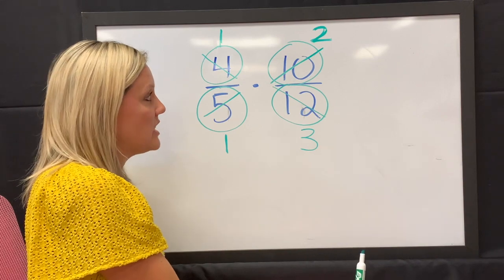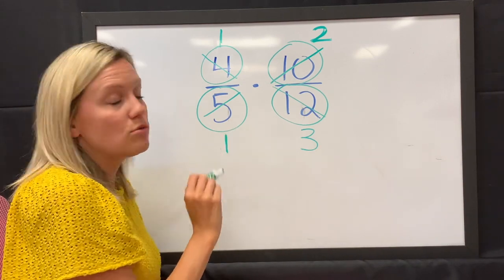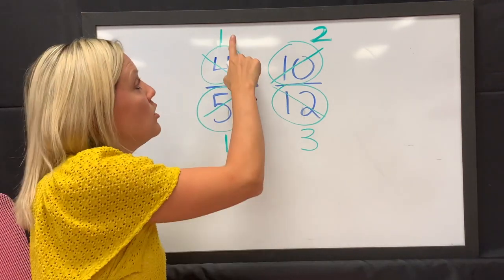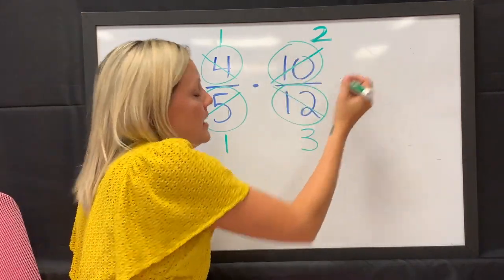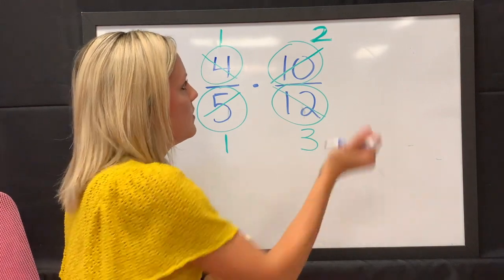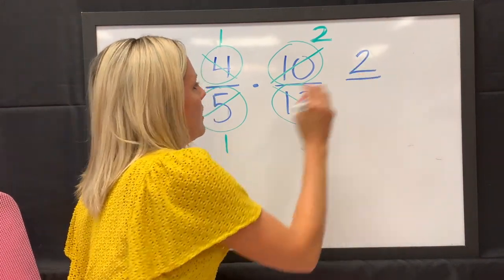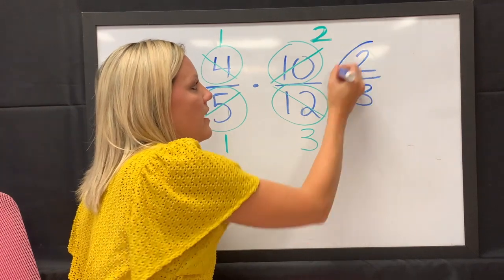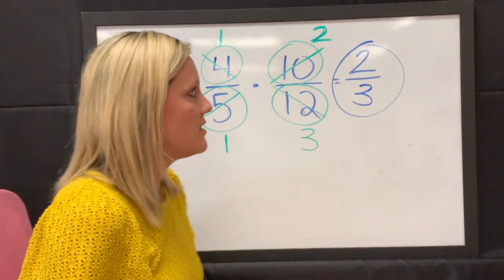So now let's look, is there any more? I don't think so. I think we are good to go. So now I'm just going to multiply across. 1 times 2 is 2. And 1 times 3 is 3. And our final answer is 2/3.